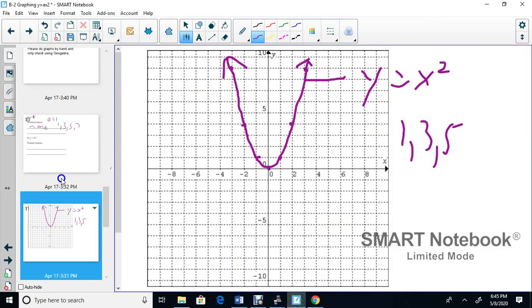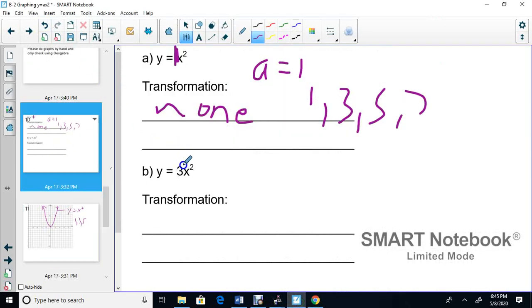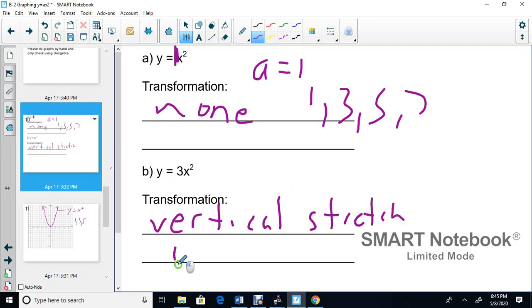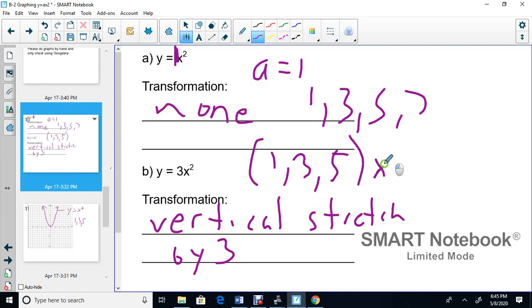Come back, let's draw the next one. So here in the front is 3. Because there's a 3, we're going to have a vertical stretch. Because it's not a decimal, we have a vertical stretch. So it's going to stretch by 3. We call it a vertical stretch by 3. So instead of doing 1, 3, 5, we take all these numbers and we multiply them by 3. So it's going to be stretched up.